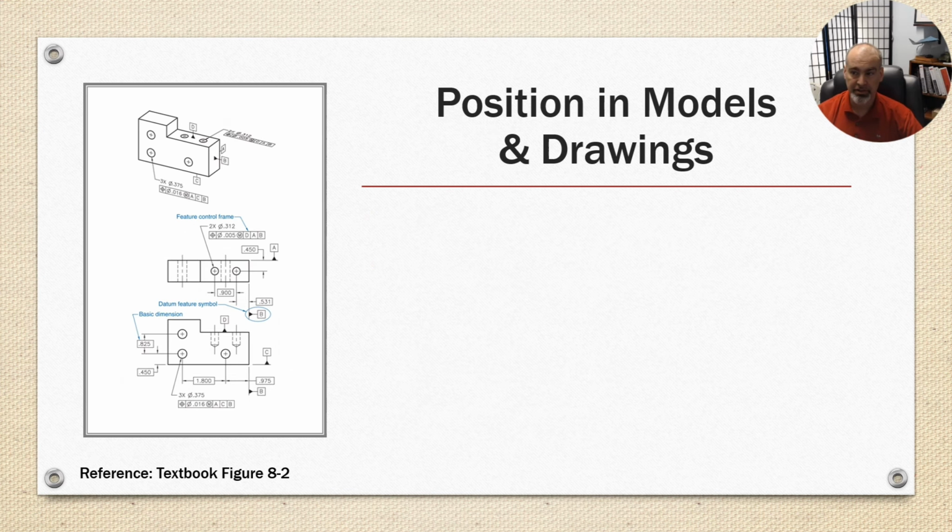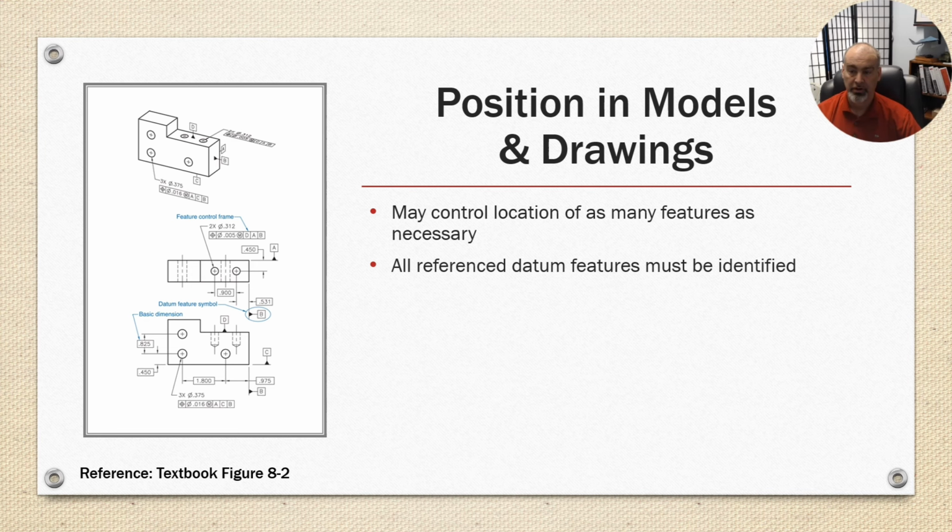Okay, positions in models and drawings. They may control the location of as many features as necessary. So you can have one control box controlling multiple hole features. All reference datum features must be identified, so you don't have the option to leave datums off. And basic dimensions define the true position. So when you're doing these calculations, you're going from this true dimension and comparing what you actually measured to it.